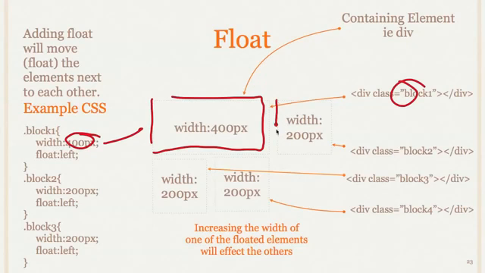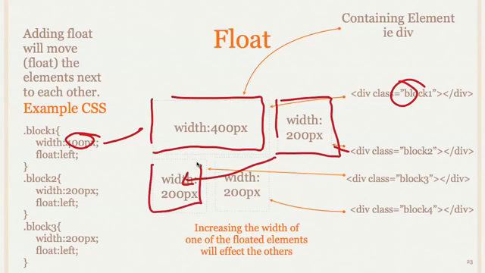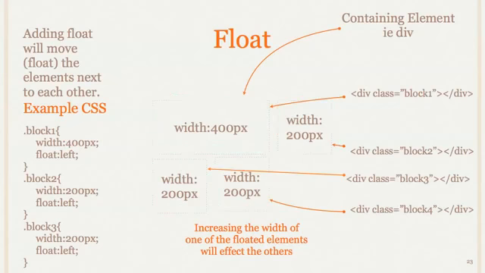Now there's only enough room for one of these left, so block 2 will still go there, and then block 3 says, oh, right, and it moves itself down to the next row, and block 4 goes next to it. So they kind of just reorder themselves like that. If I decrease this width, I might be able to fit the other one up there, and so forth. So increasing and decreasing the widths will affect the other floated elements if you increase one of them.